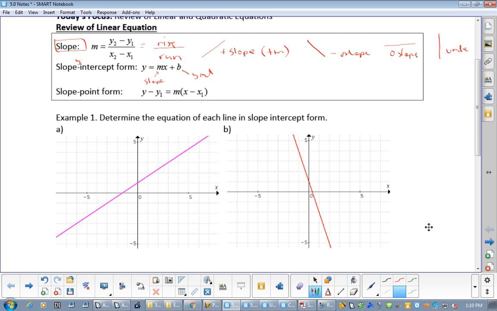And then slope point form is the other form that you learn. That's when you have y1, you can put 1 point in and a slope. Hence the name slope point. So the slope would be your m and your point would be x1, y1. If you take that in, you can find the equation of any line.